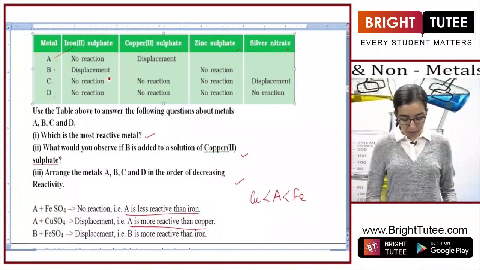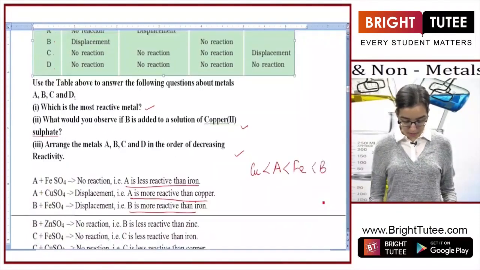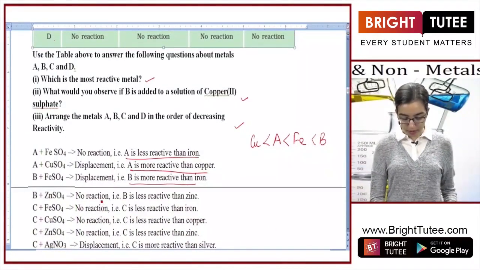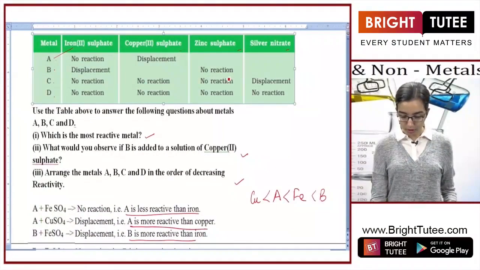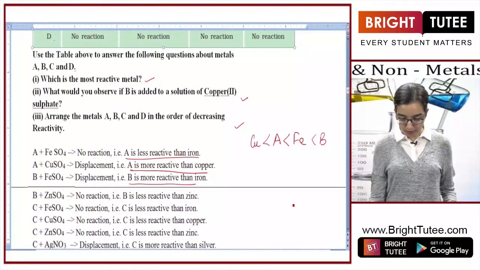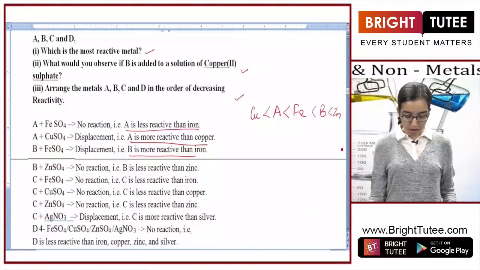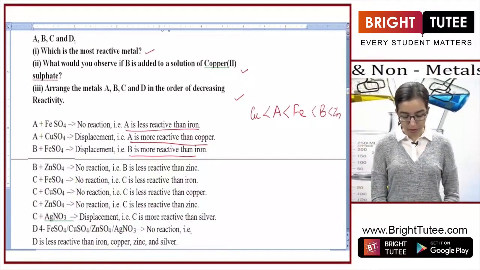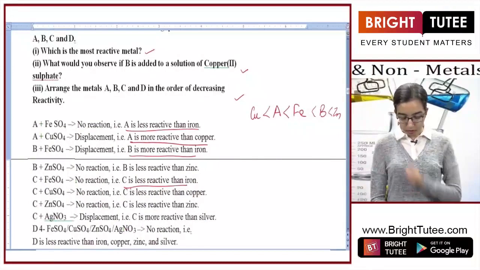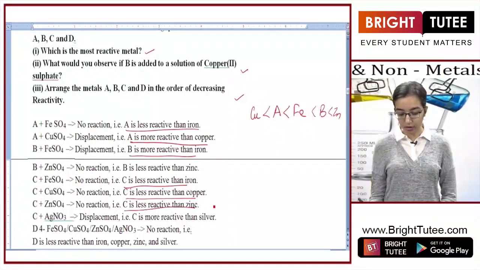Similarly, we'll do it for B. So B, when it reacts with FeSO4, this displacement means it is more reactive than iron. So B would be somewhere here. Now B on reaction with zinc sulfate shows no reaction, as you can see here. So again, it is less reactive than zinc. So as we go on making these equations, again FeSO4 plus C forms no reaction. Therefore, C is less reactive than iron. C is also less reactive than copper, and C is also less reactive than zinc. So C is less reactive than copper, zinc and iron, all of them.